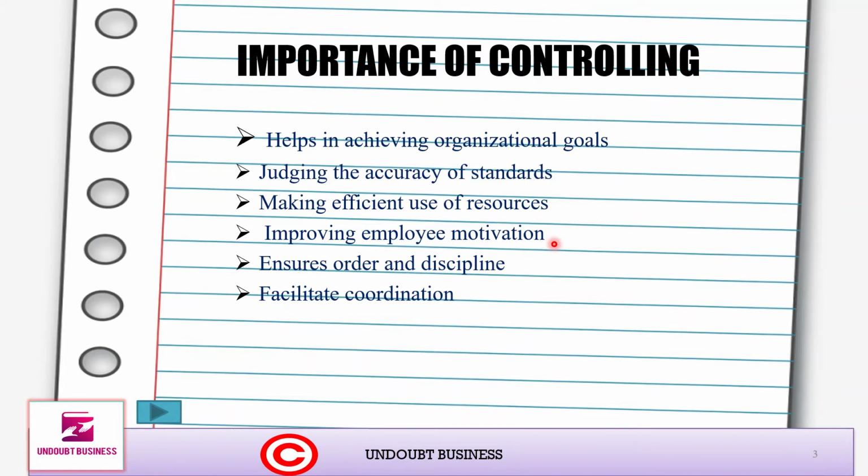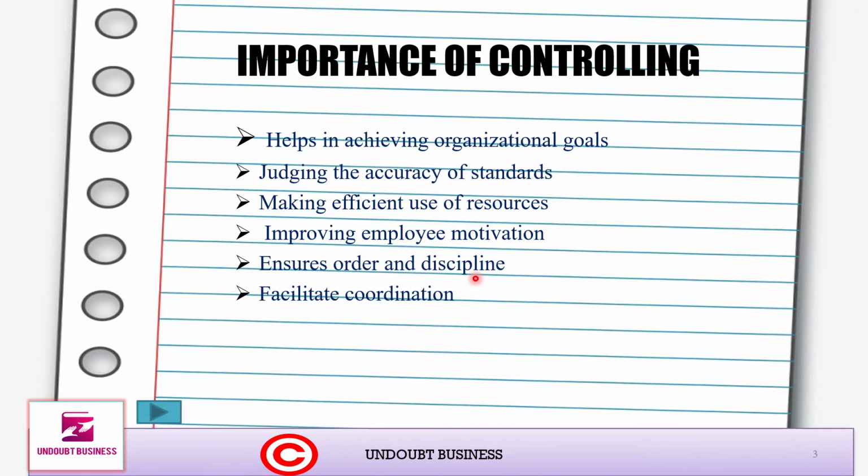So with the controlling function, it is easier to motivate all the employees of the organization. It is written here that controlling helps in improving the employees' motivation, right? Next is ensures order and discipline. If the controlling function is performed properly, there will be order in the organization, there will be discipline in the organization. Everything will be performed in an order.